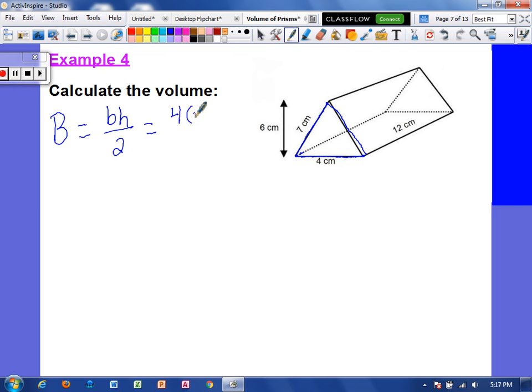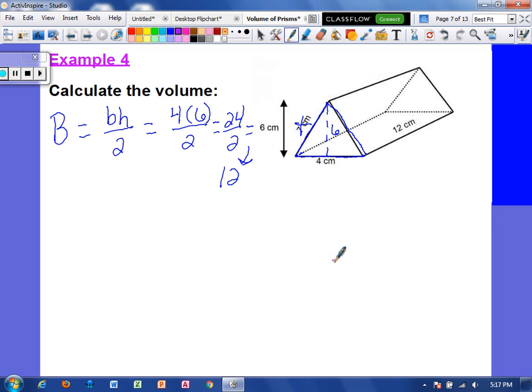Now remember, the base and the height have to have a perpendicular intersection. This 7 right here does not intersect perpendicularly with the 4. This 6 represents what that would be. So the height is really 6. And we actually have the same dimensions as we did in the last problem. So that would be 24 over 2, which would equal 12. So the area of the base on this one is also going to be 12.